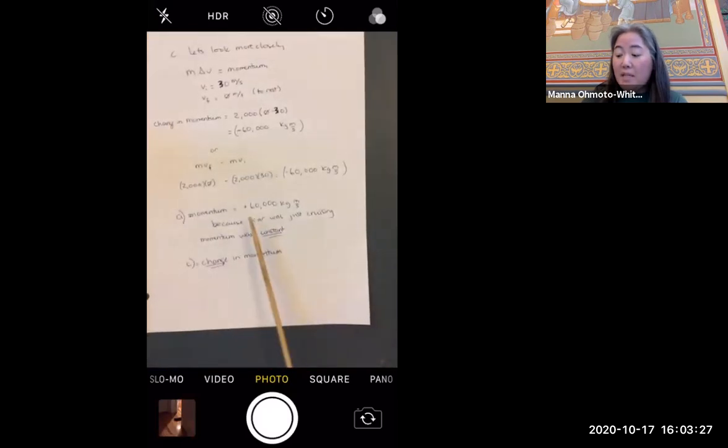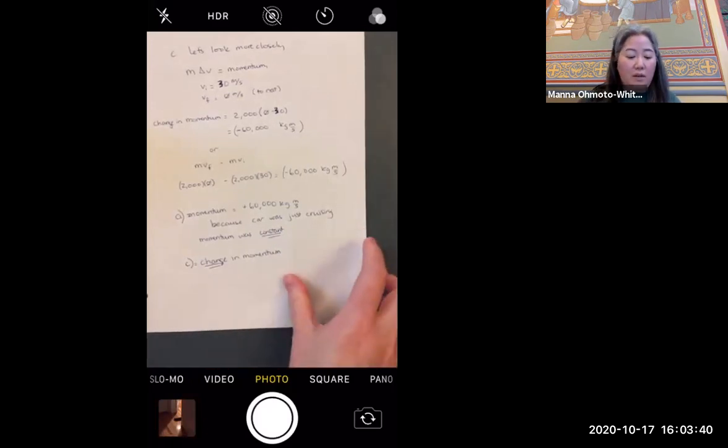So my momentum at A was positive because the car is just cruising along. But in C, because I'm looking for the change, I want to see how much I'm going to have to change the momentum to get it to stop. That's going to require delta v.